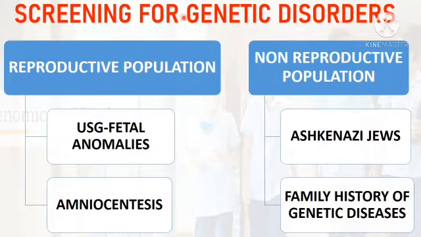So these are the screening methods. In the reproductive population, that means we have to screen pregnant ladies, and in the non-reproductive population we can screen the families who already have a history of genetic condition.